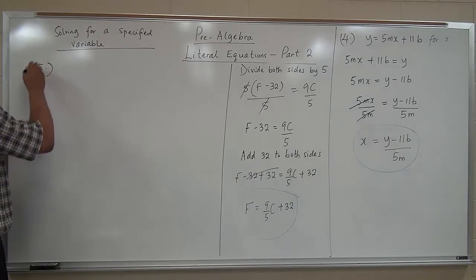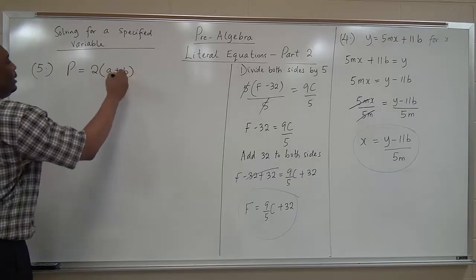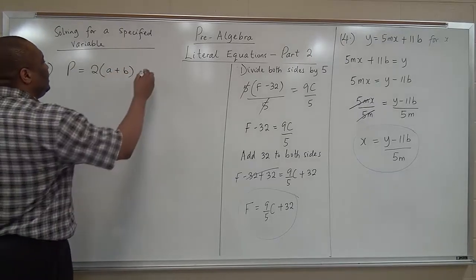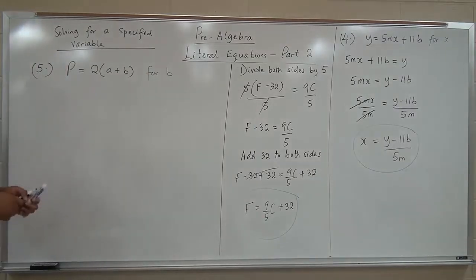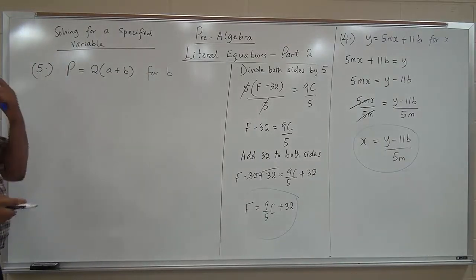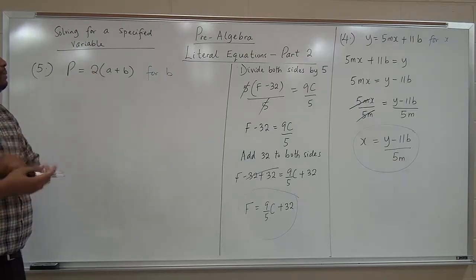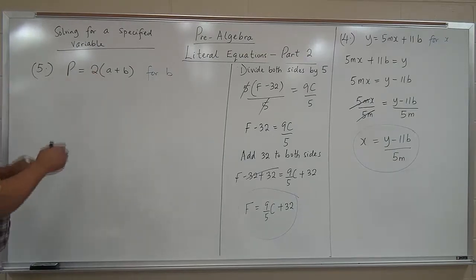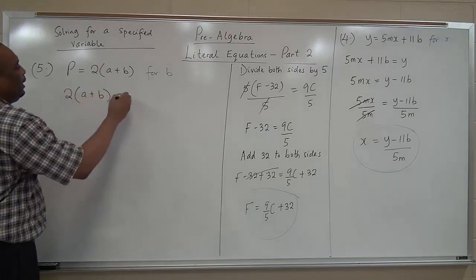Question 5. P equal to 2 times a plus b. I want to solve this for b. Let's rearrange this because b is on the right hand side. So when we rearrange, that means 2 times a plus b equal to p.